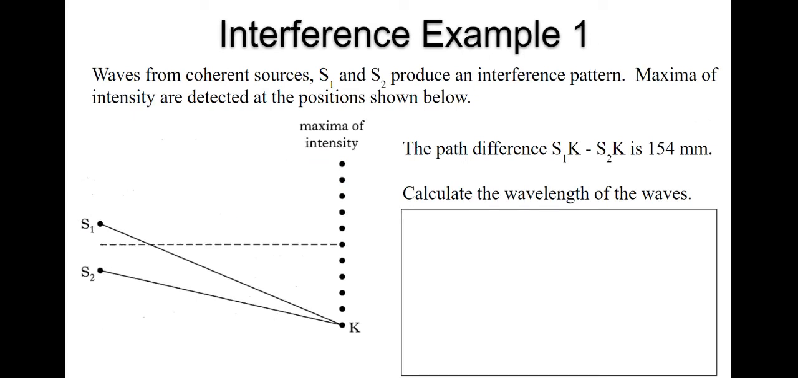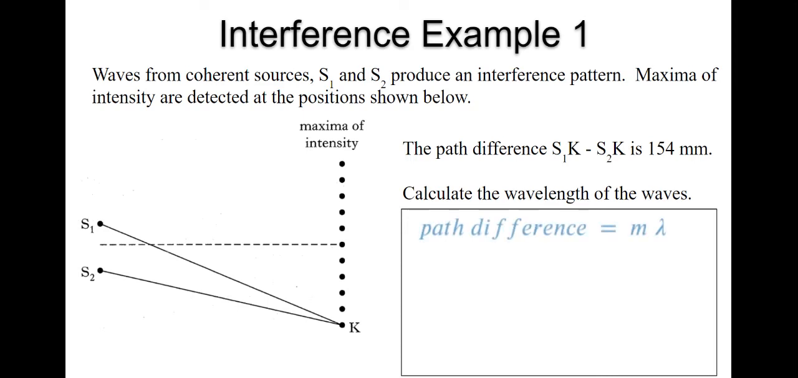So, here's an example. Waves from coherent sources S1 and S2 produce an interference pattern. Maxima of intensity are detected at the positions shown below. The path difference, S1K minus S2K, is 154 millimeters. Calculate the wavelength of the waves. So what that means is the distance S1 to K is 154 millimeters longer than the distance from S2 to K. Now, this is constructive interference occurring.